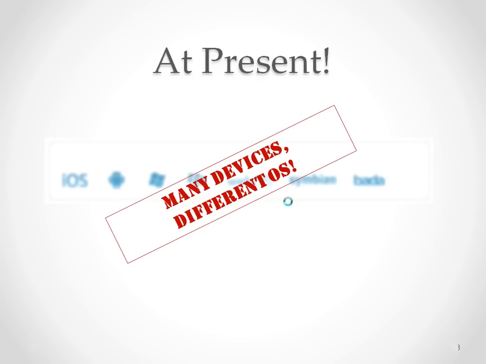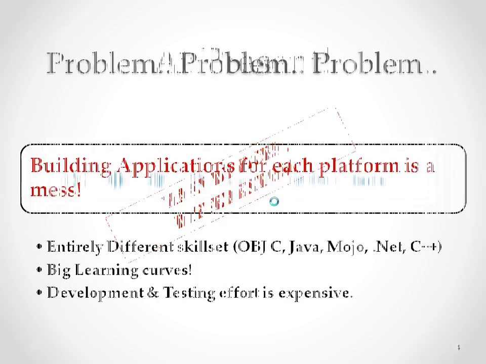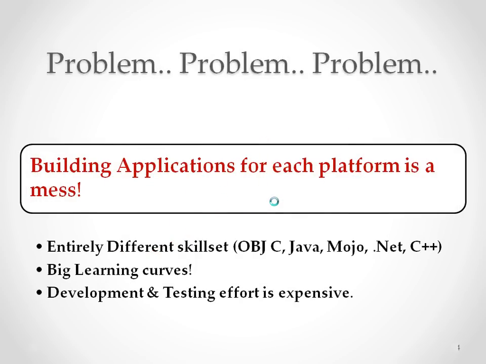But at the same time, too many devices and platforms are making the developer's life difficult. An application that runs on a BlackBerry would not run on a Windows phone, and the Windows Phone app may not run on an iPhone. Let us see some problems developers are facing.